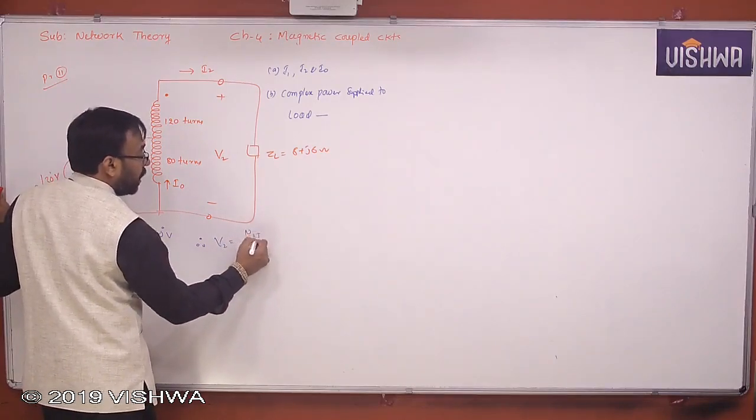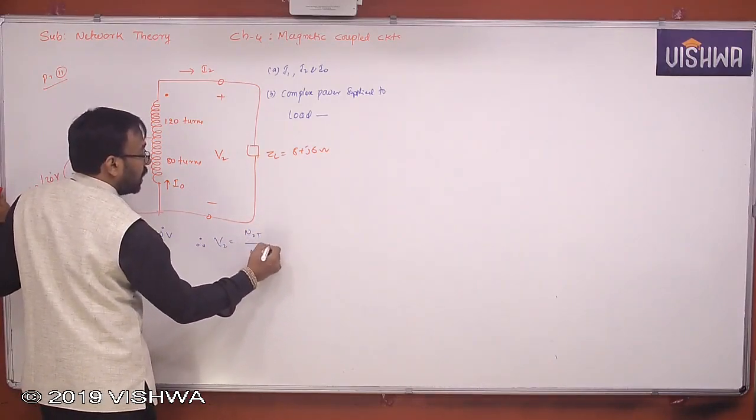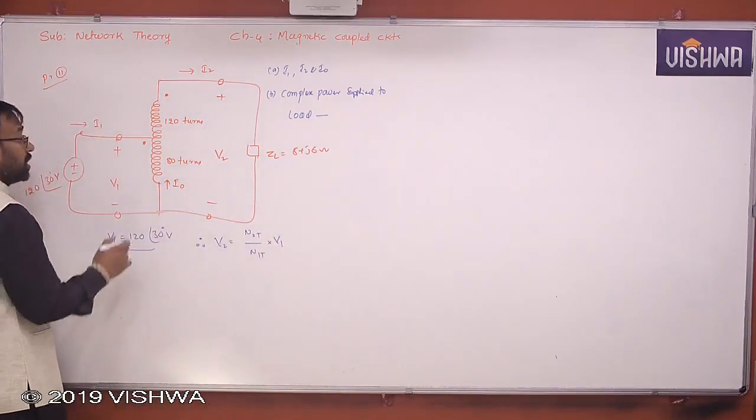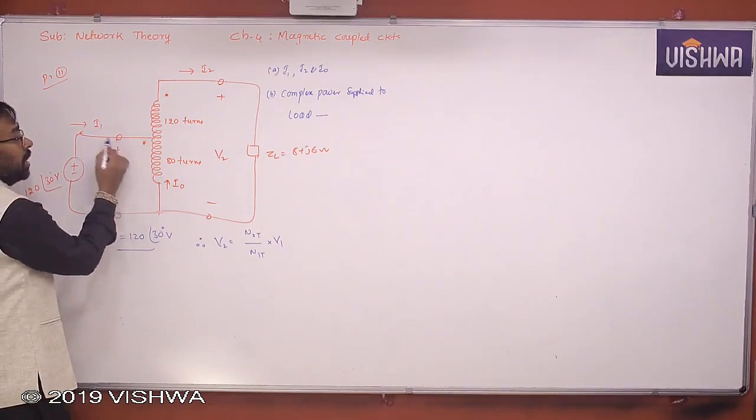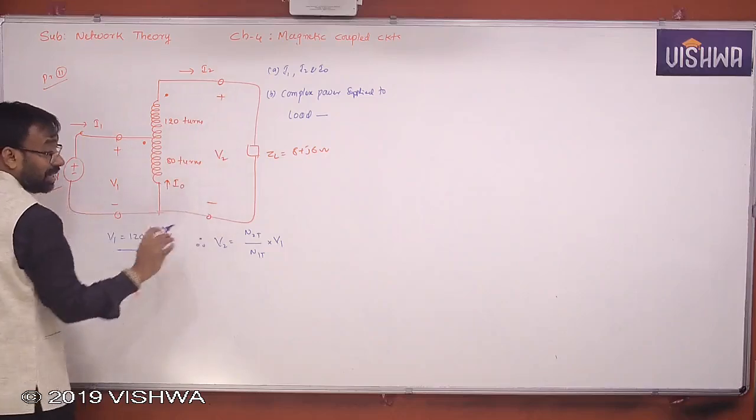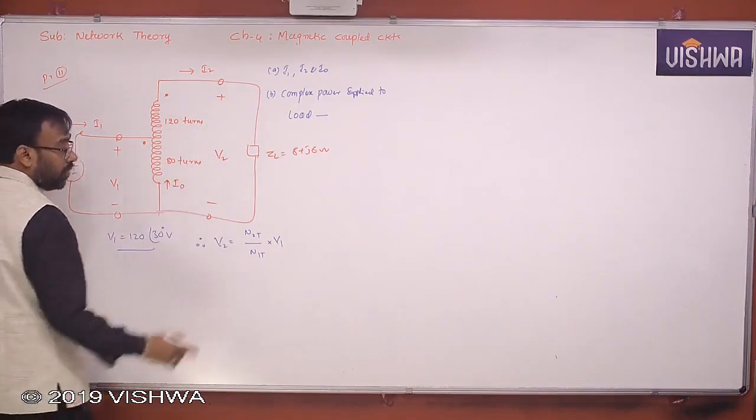N2 total by N1 total into V1. At the same time I'll take care of the dots also. There's a dot available here. At the dot, plus is there. At the dot, this also, plus minus is there. There is no problem at all. Therefore it is plus only.